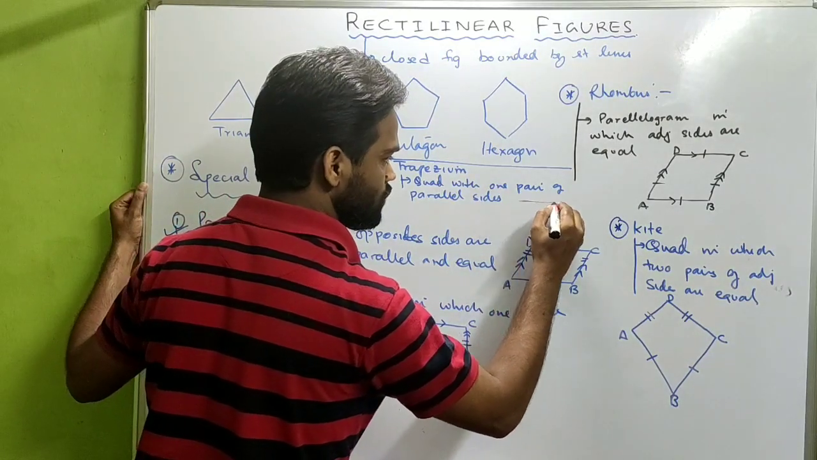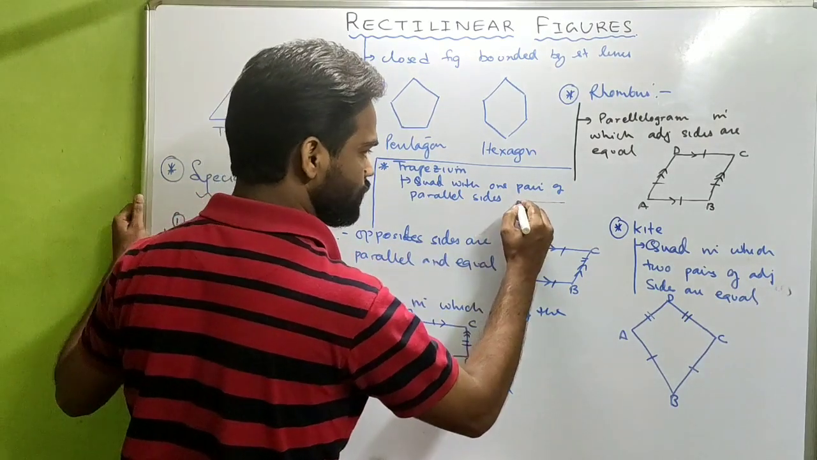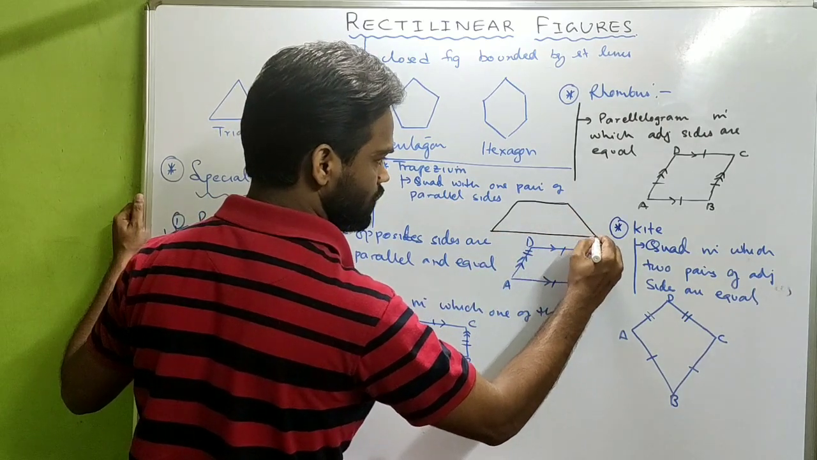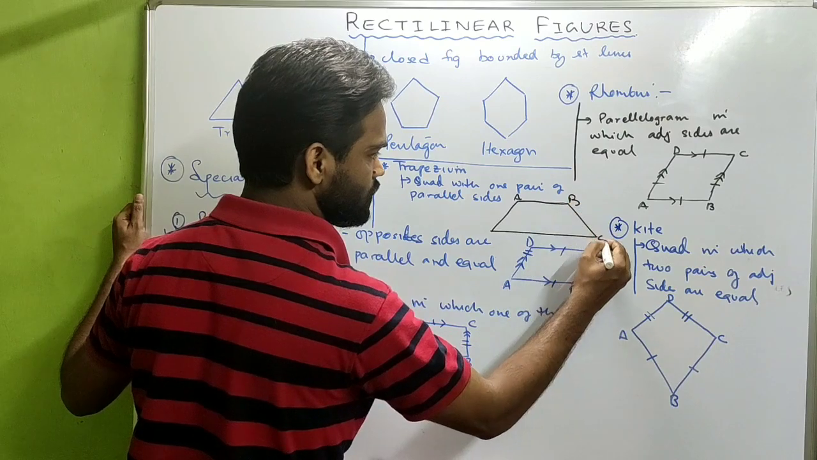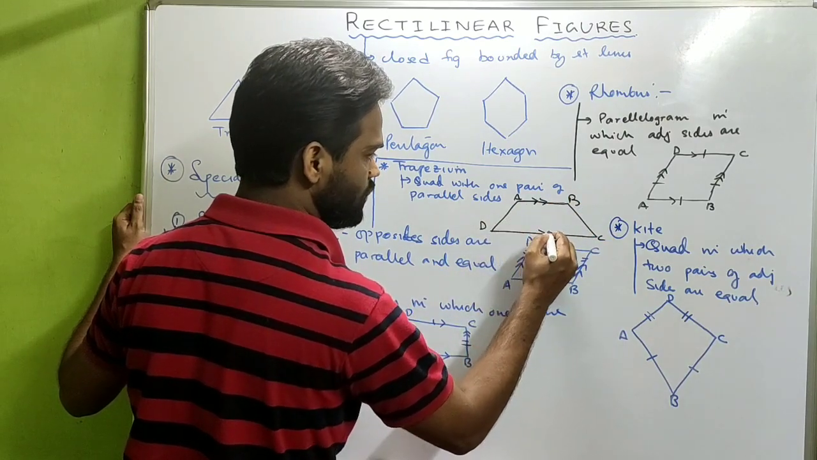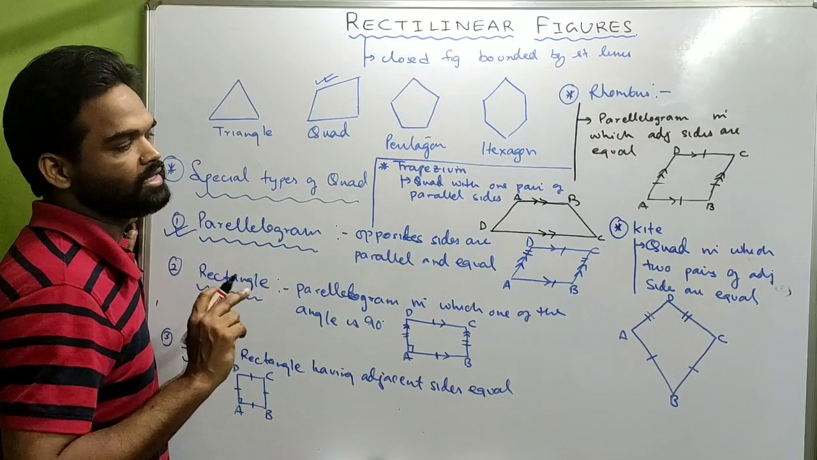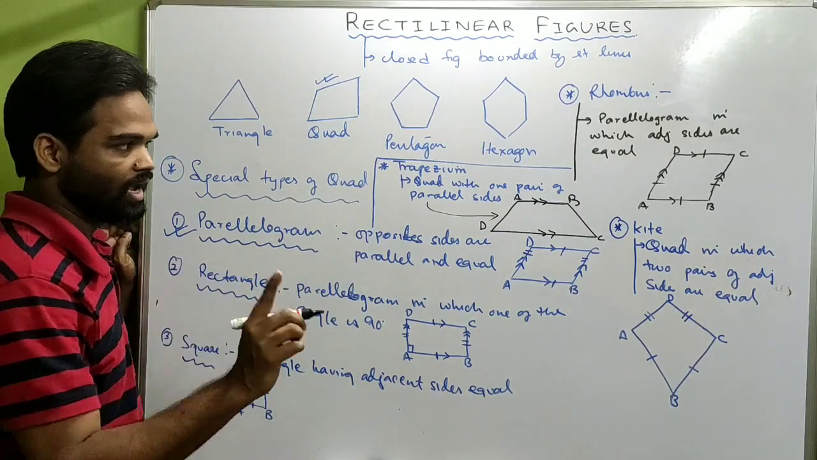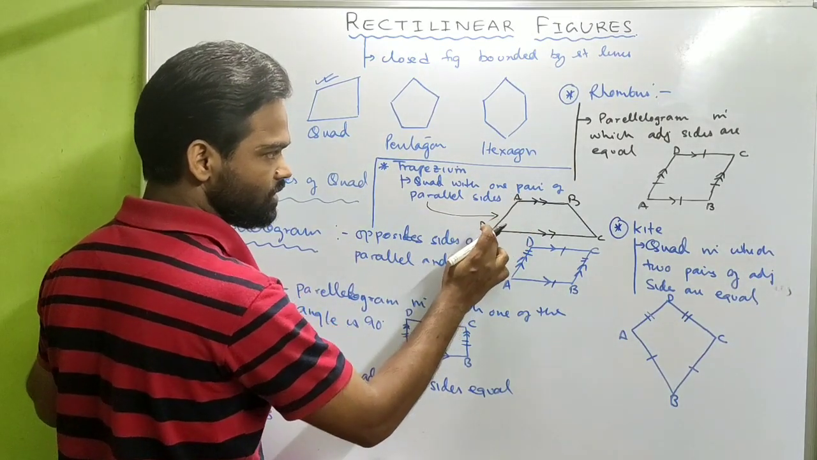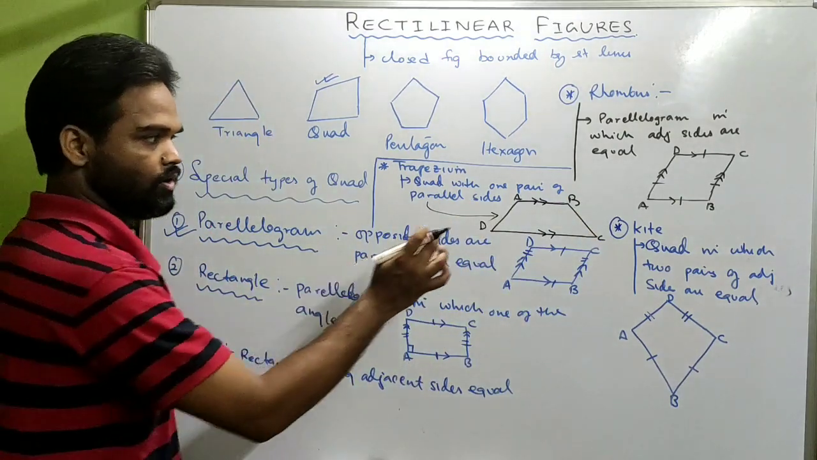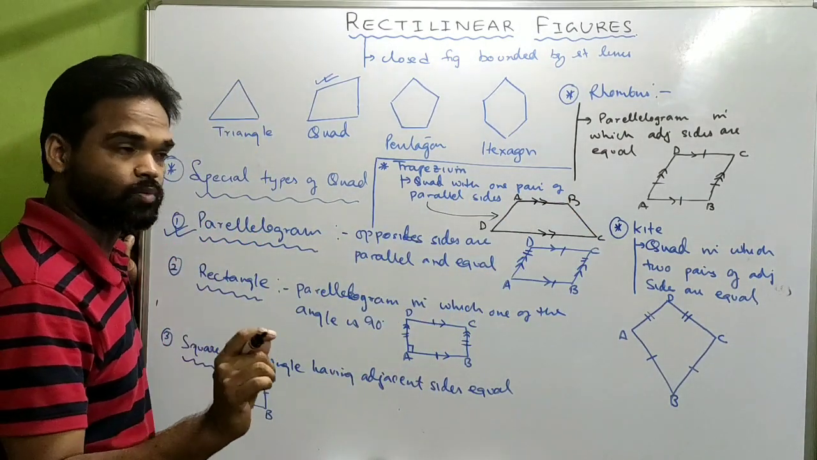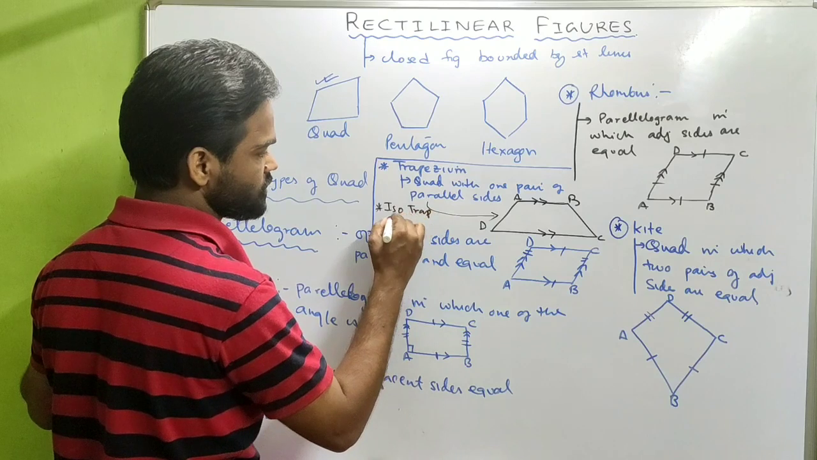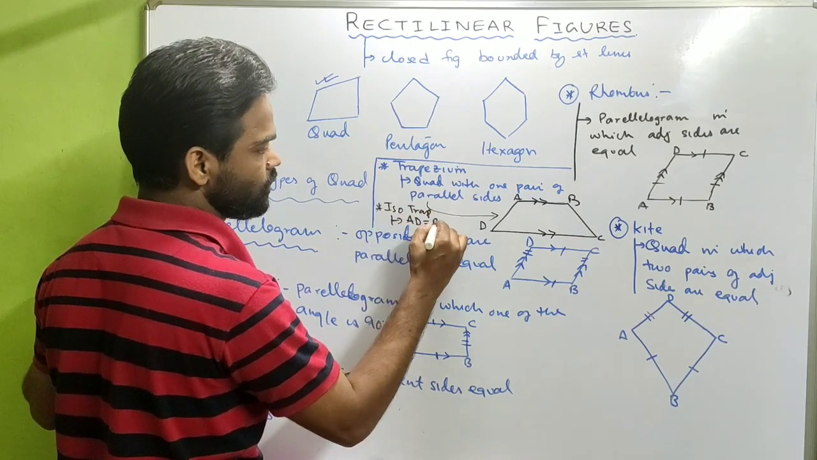Suppose, see. Yeah. A, B, C, D. Look over here. Clearly, AB is parallel to DC. So this kind of quadrilateral is known as a trapezium. And in case AD is equal to BC, if the non-parallel sides are equal, then it is known as an isosceles trapezium, when AD is equal to BC.